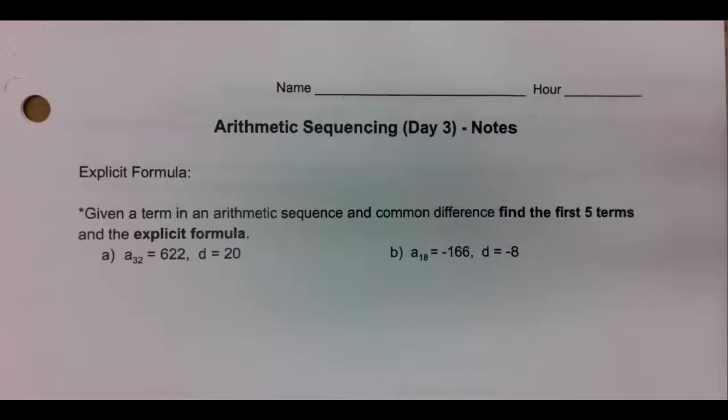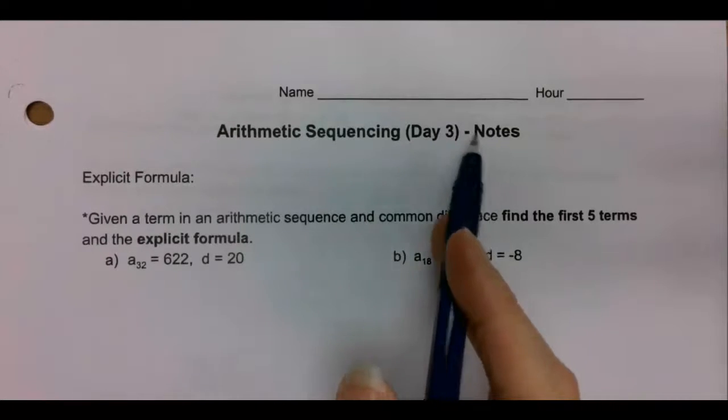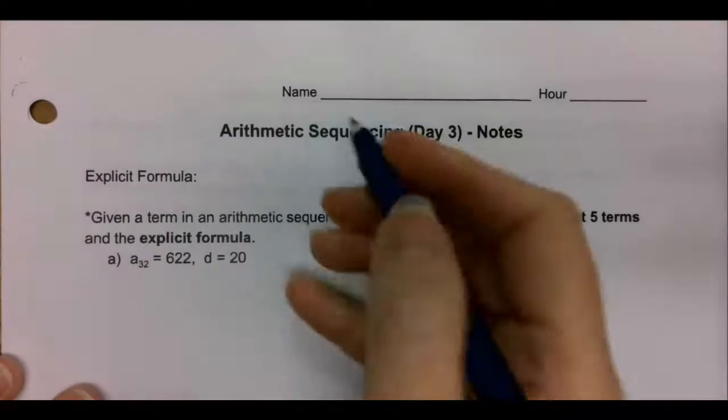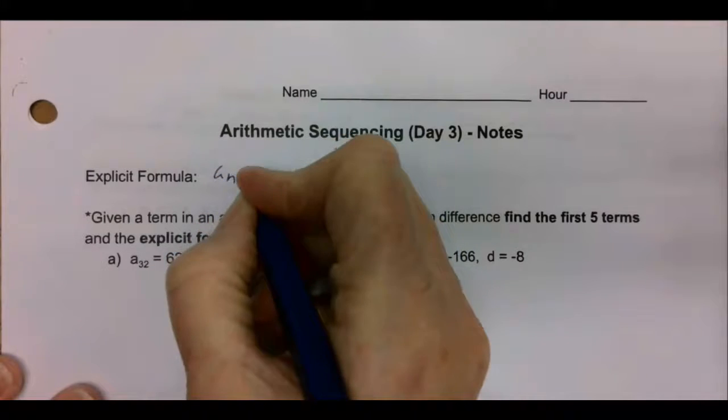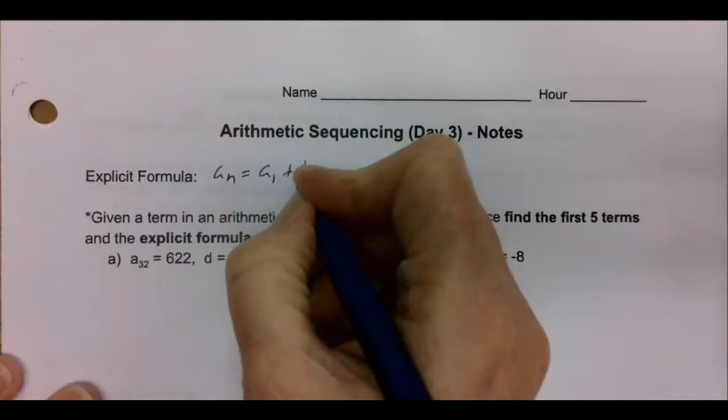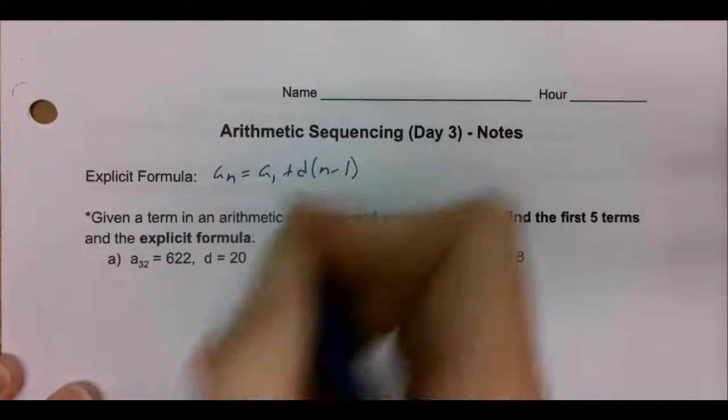So this says arithmetic sequences day 3, and we're going to do just part of these. Then we're going to also go into geometric sequences today. Arithmetic sequences day 3. Let's write out the explicit formula for arithmetic. It's a sub n is equal to a sub 1 plus the common difference times n minus 1.